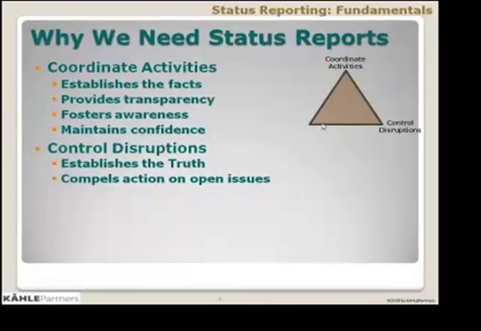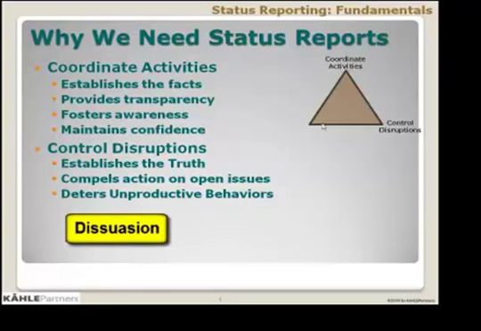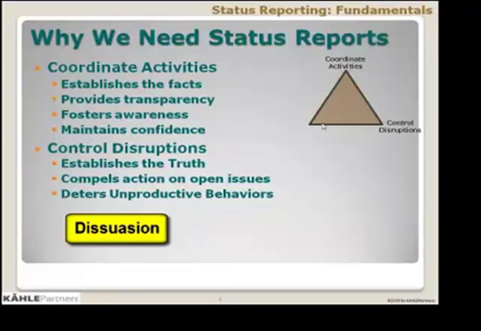And the third way in which a status report controls disruptions is that it deters unproductive behaviors. As with compelling action on open issues, deterring unproductive behaviors takes place in 2 ways as well. The first one is dissuasion, and this is a byproduct of establishing the facts and the truth. Fundamentally, once you've established the facts and the truth on what's going on in the project, it raises the costs of objection to folks who might want to object later on down the road. With a publicly declared truth, if you don't like that truth, you've got to be willing to invest some effort and risk in order to challenge that truth.